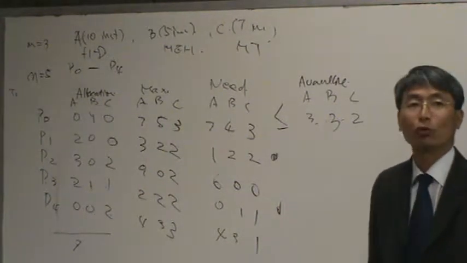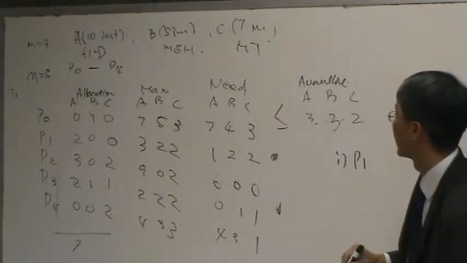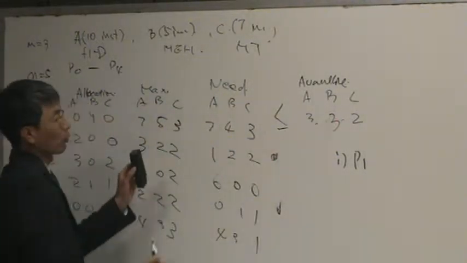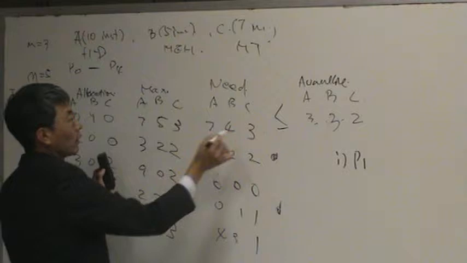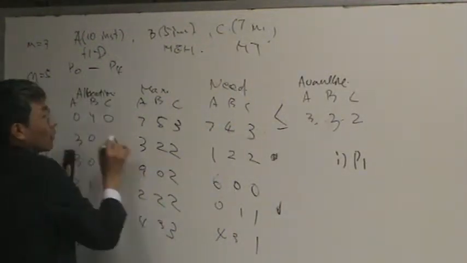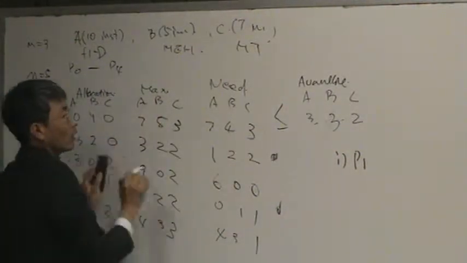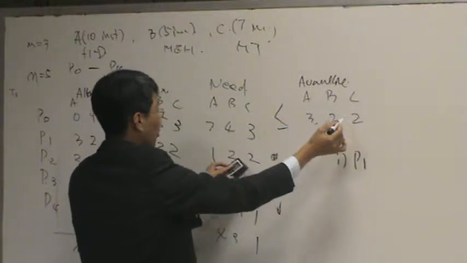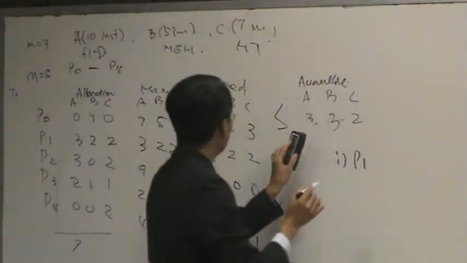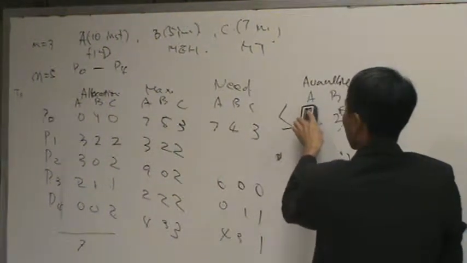So which one do we want? Let's start from P1. P1 needs 1, 2, 2. So you can get 1 more A, so it will be 3. You can get 2 more B, it will be 2. You can get 2 more C. Then you don't need any more, and this will be 2, 1, 0.